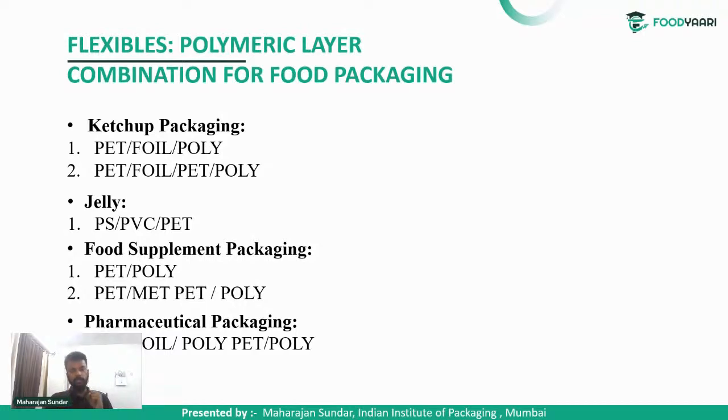And jelly, it is a thermoformed plastic which has three layers. That is PET, which can be used for printing purposes or as an outer barrier, and PVC acts as the core. It gives a good shape to the jelly, that cubical formation, and polystyrene acts as the inner layer.